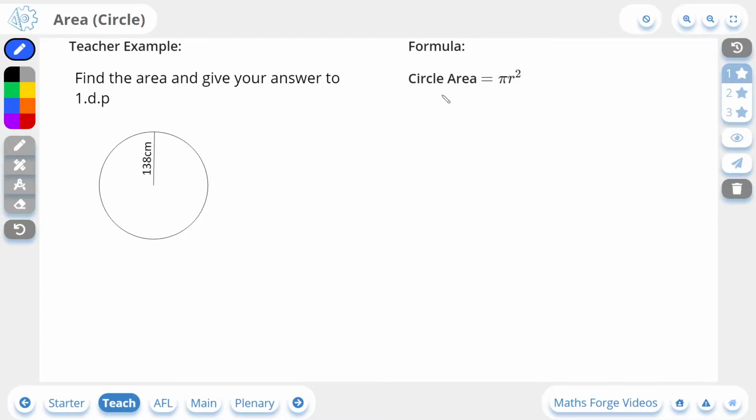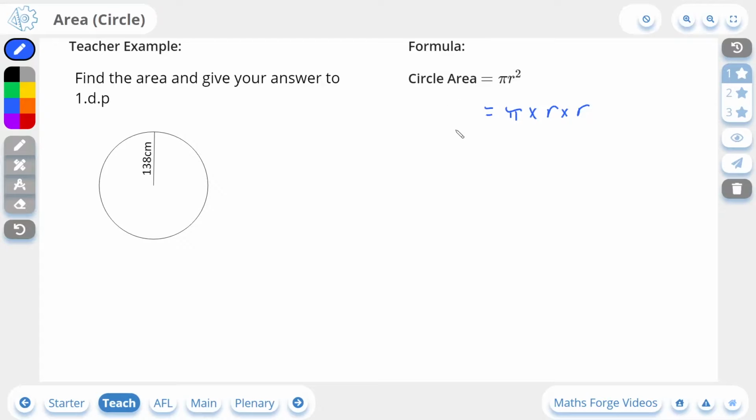So the formula for the area of a circle is pi r squared. And another way of writing this is pi times r times r. So r stands for the radius of the circle, and that is the length from the center of the circle to the circumference. So in this example, it's 138 centimeters. And if you multiply pi by r, you end up with the area of the circle.